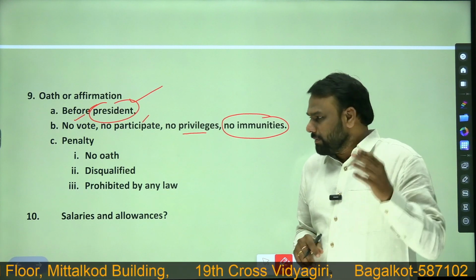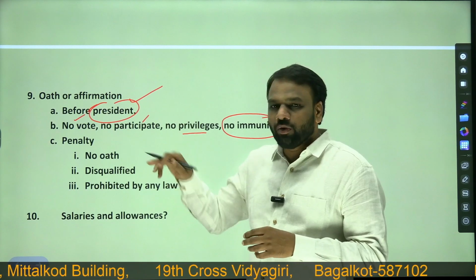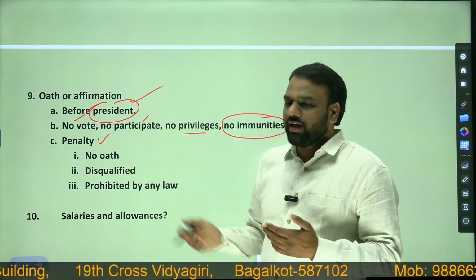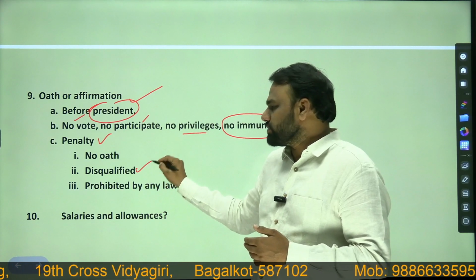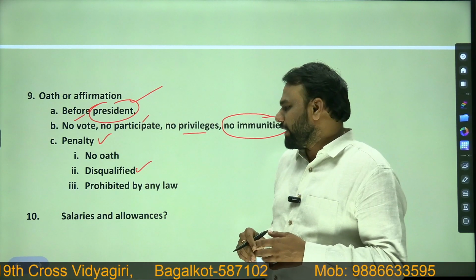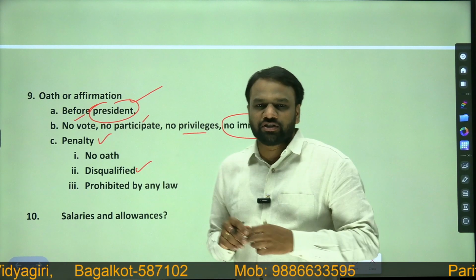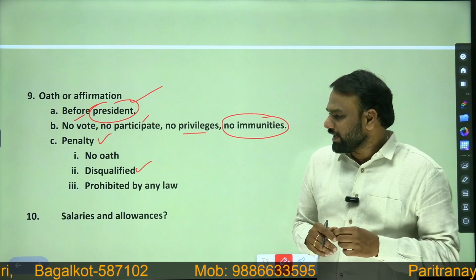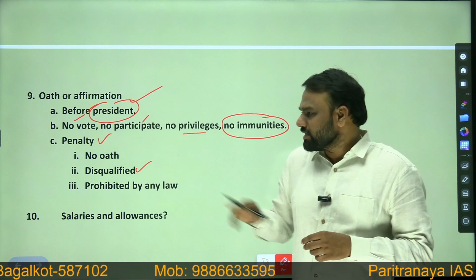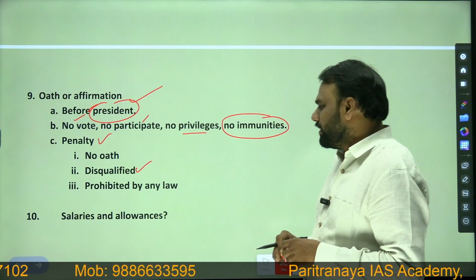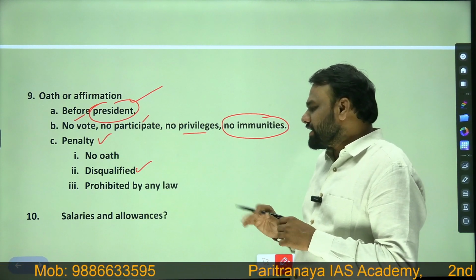If a person participates without taking oath, then there will be a penalty for him. Similarly, if a person who is disqualified participates in the discussions of the house, again he will have to pay the penalty. Again, if a person is prohibited by any law to participate in the discussion of the house, and on top of that he participates, then again there will be some penalty imposed on him. Okay.